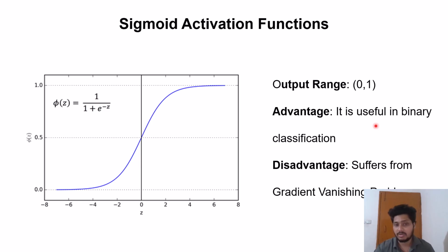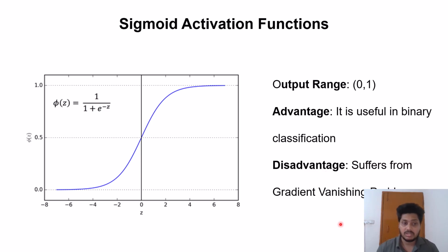And what are the disadvantages? Sigmoid suffers from something called the vanishing gradient problem. When the input values become very large or very small, the gradient or the slope of the curve becomes extremely tiny. This causes very slow learning in deep networks because the updates to the weights become almost negligible.